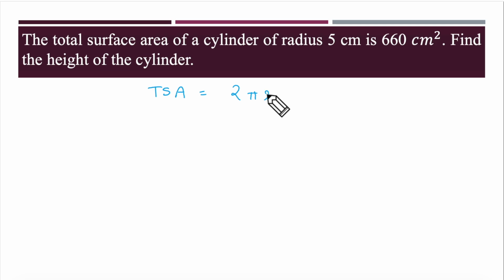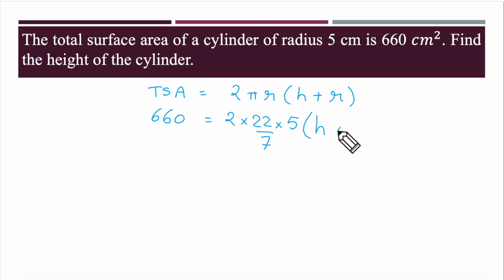2 pi r bracket h plus r. Whichever data is given, you start with that formula. TSA value is 660 equals 2 into 22 by 7 into radius, which is given as 5. Height is not given, so you keep h as it is. Plus 5.